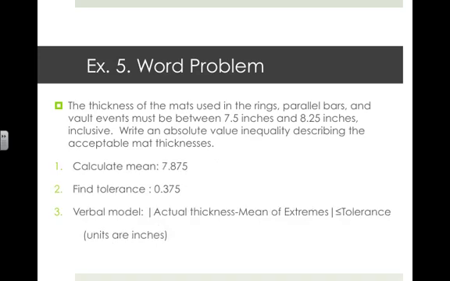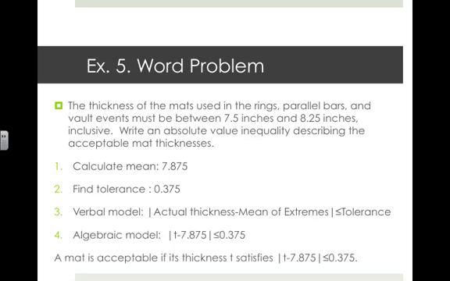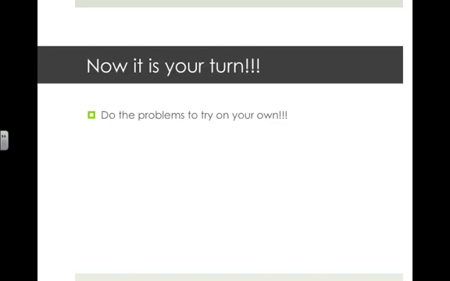All right, so we calculated the mean and we found the tolerance. The verbal model is absolute value, don't want to forget that, of actual thickness minus mean of extremes is less than or equal to tolerance. So the absolute value of T, the actual thickness, minus 7.875 is less than or equal to 0.375. So a mat is acceptable if its thickness T satisfies the absolute value of T minus 7.875 is less than or equal to 0.375. Now it's your turn.